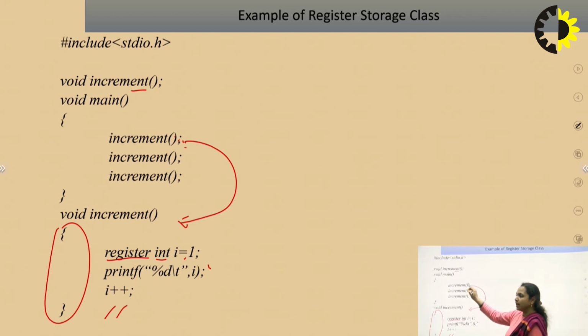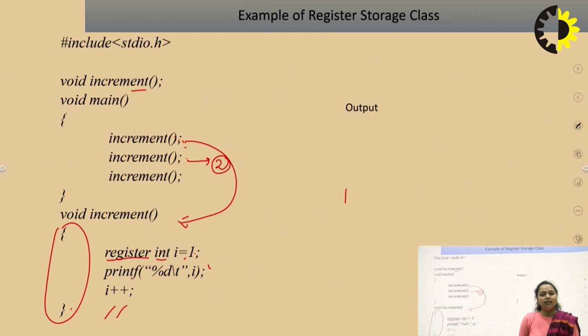As soon as increment is called the first time, the pointer will come to this point where i is initialized to 1, print i. So what will it print? It will print 1. After that, i++ will increase the value of i. But after this point, the control will go back to main. When we reach main, the second time we are calling the increment function. Again, the function definition is called.